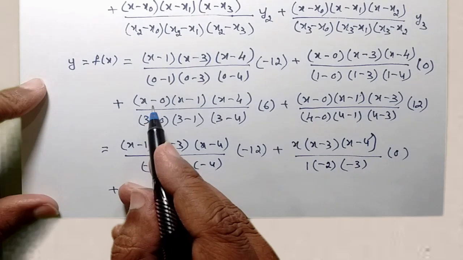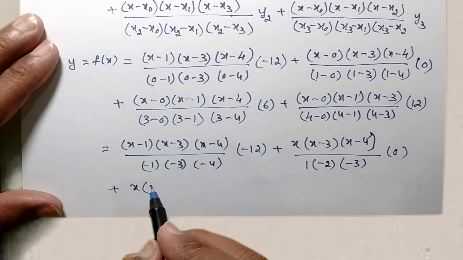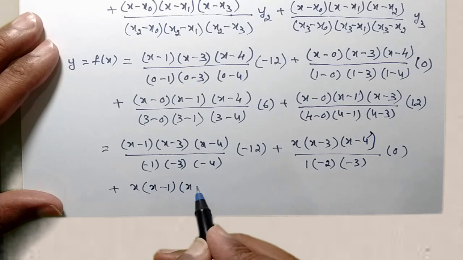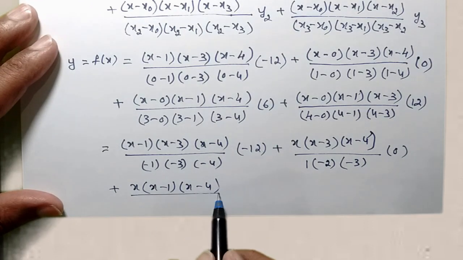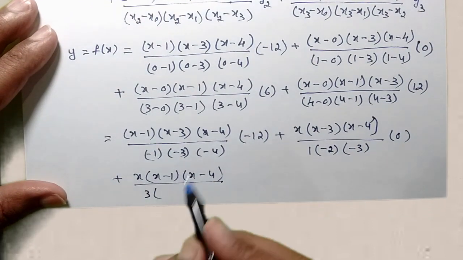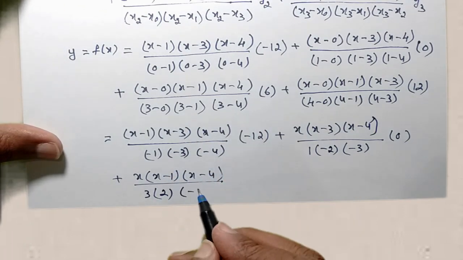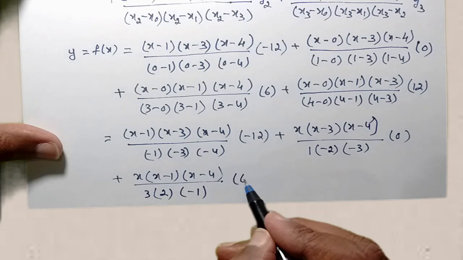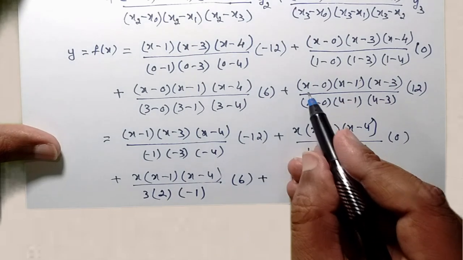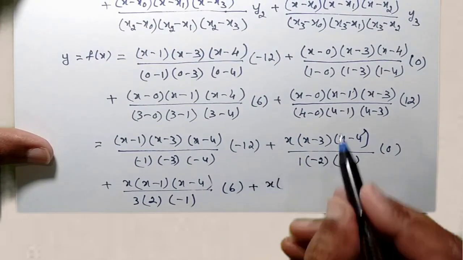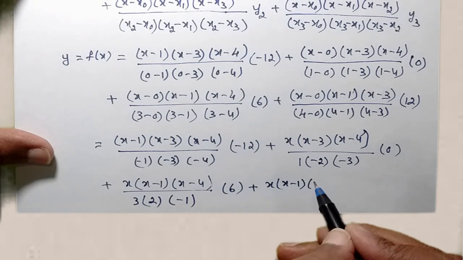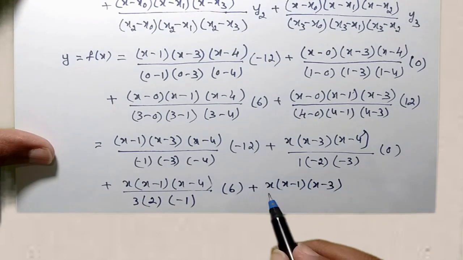Plus next term, x minus 0 will be x. You will be getting x minus 1, x minus 4, whole divided by, the denominator is 3. It is 3 minus 1 will be 2. Then 3 minus 4 will be minus 1, into how much? Into 6.